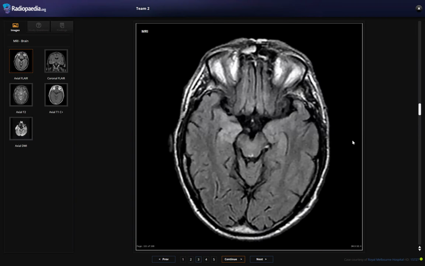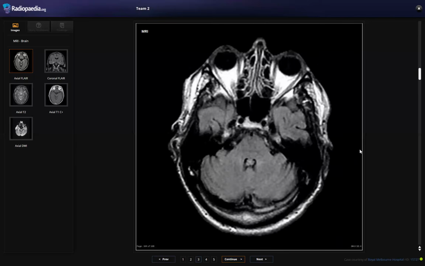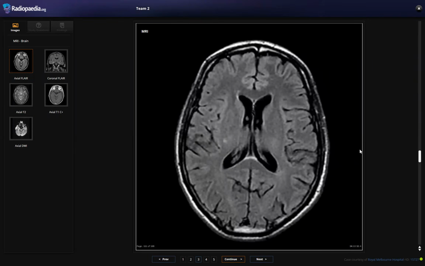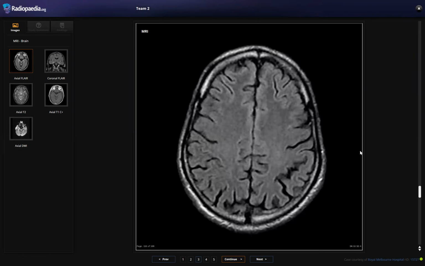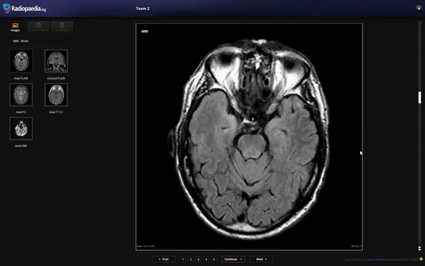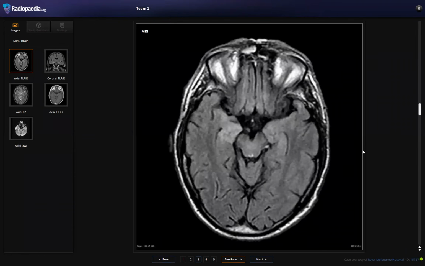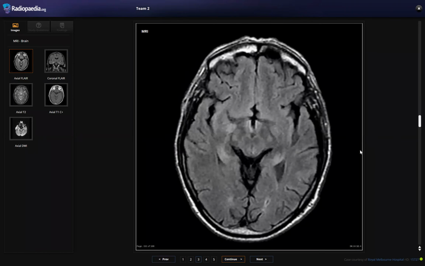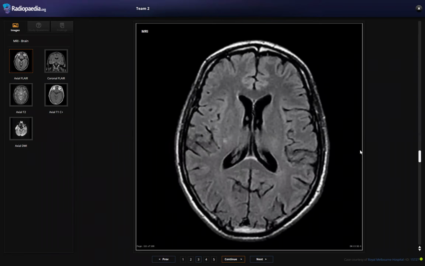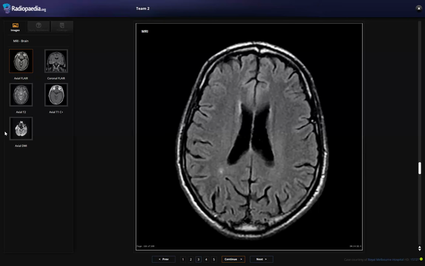Okay, so these are the MRI images. This is the FLAIR sequence, in which I can see there is evidence of bilateral FLAIR hyperintense signal, predominantly involving both medial temporal lobes, more marked on the right side. And I would like to have a look at other sequences.